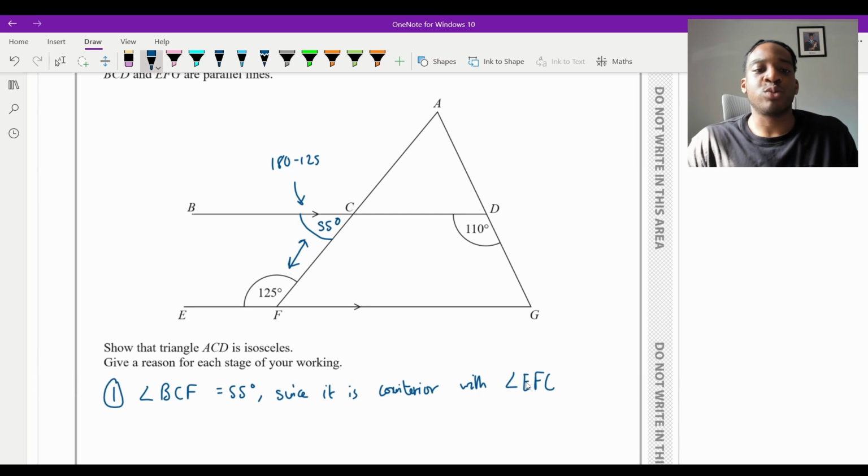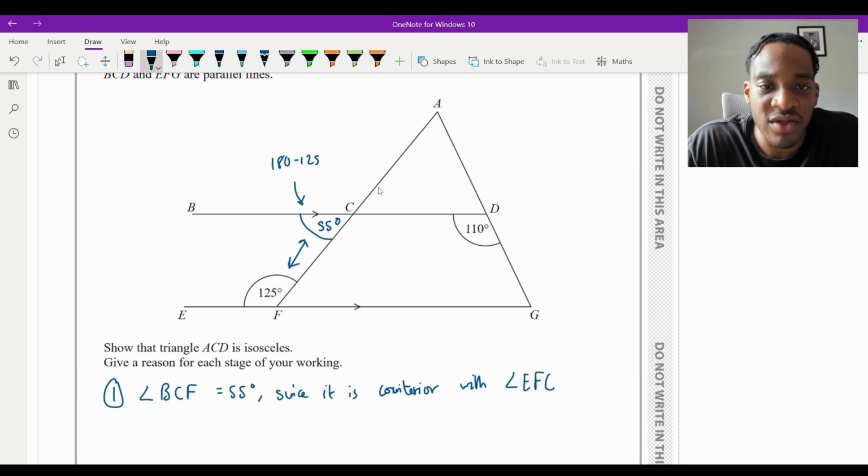Perfect. And now, as well as that, we can work out this angle, right? This angle is going to be 55 as well because it's vertically opposite to that angle BCF. So I'm just going to write this as vertically opposite. All right, V for vertically opposite. I'm just going to put number 2 here.